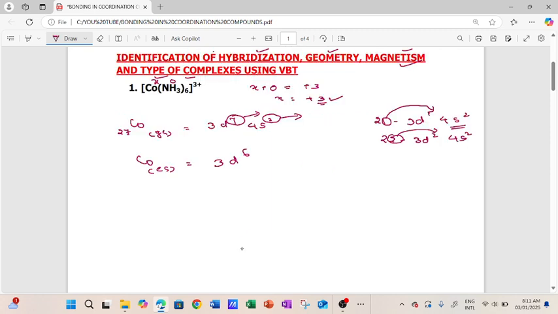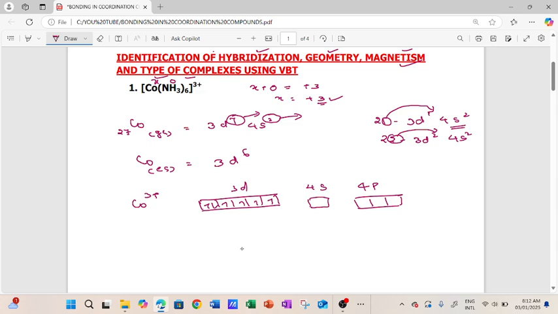So there are 3 steps. First, you write the cobalt 3 plus orbital diagram. 3d has 5 orbitals: 1, 2, 3, 4, 5. This is 3d. After 3d, the 4s orbital is there but it is vacant. After 4s, 4p is also there but it is vacant. You must draw 4s and 4p whether vacant or not, because we are learning about hybridization, so we need hybrid orbitals, and for that the vacant orbitals are required. This is the first step.